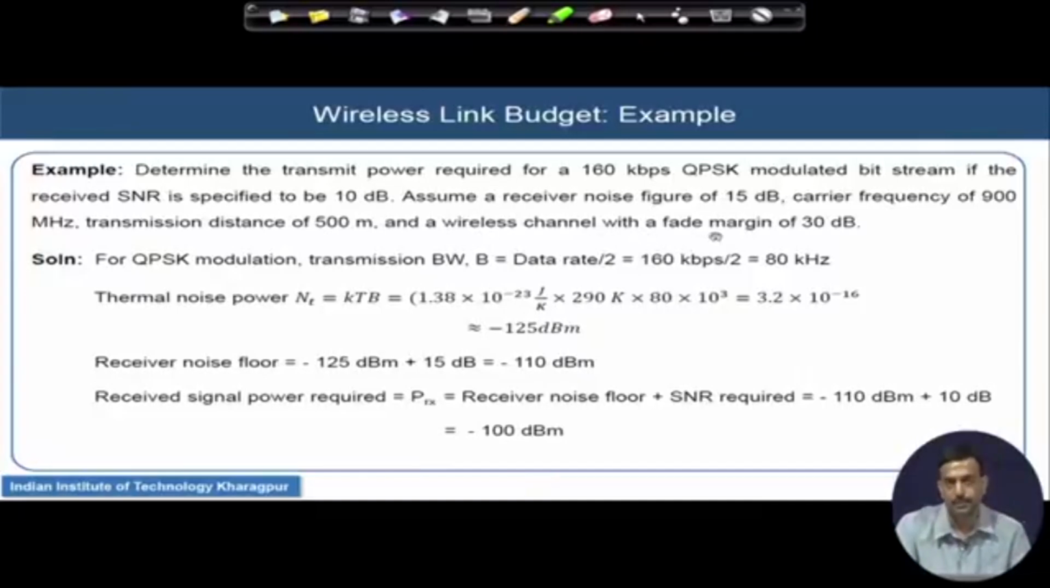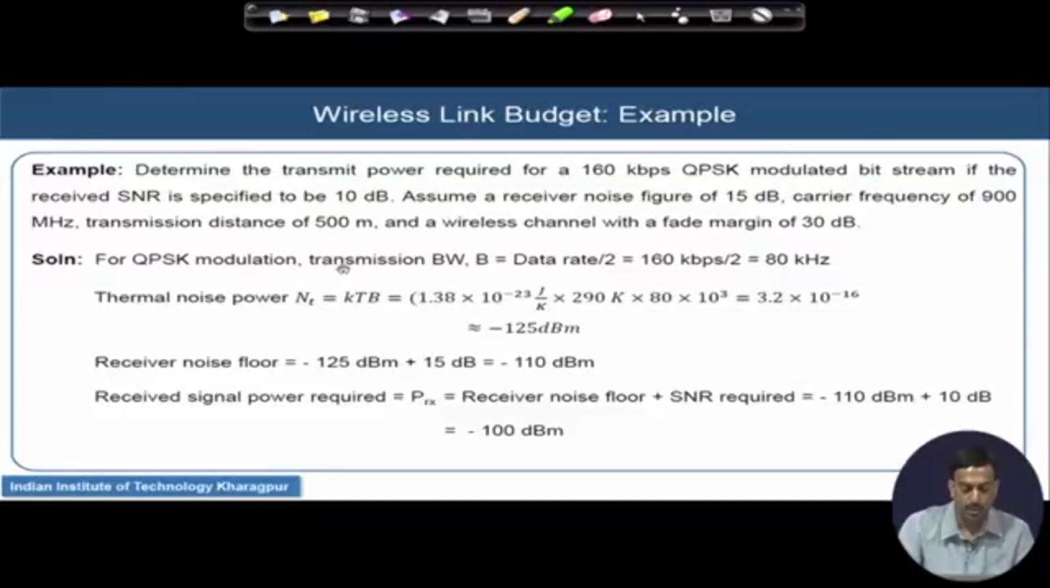a fade margin of 30 dB. This fade margin term was not highlighted in the previous table and example because there we were talking about an indoor channel. So this is more like an outdoor channel with a transmission distance of 500 meters.